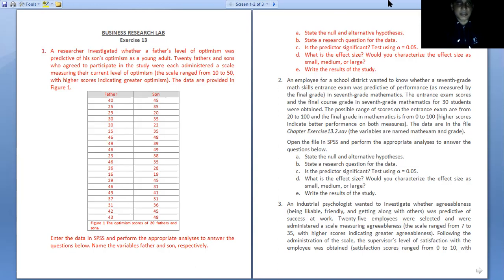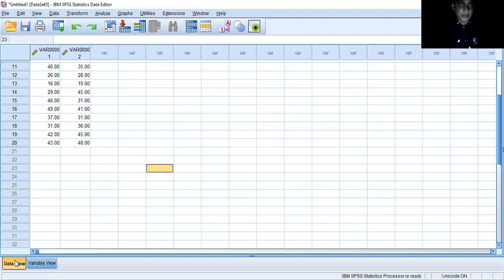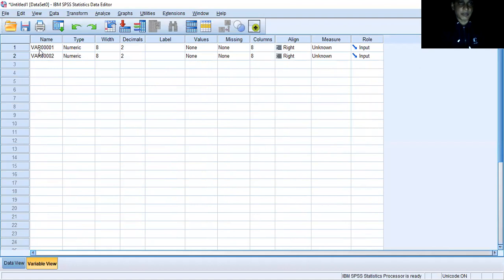So moving to the SPSS file, I'm sharing the file with you. This is the file. I've already entered the data for you here. That's the variable view, and that's the data view where we have the data of all 20 participants, 20 participants who are coupled up as father and son. So we have variable 1 and variable 2. Variable 1 is basically the father.